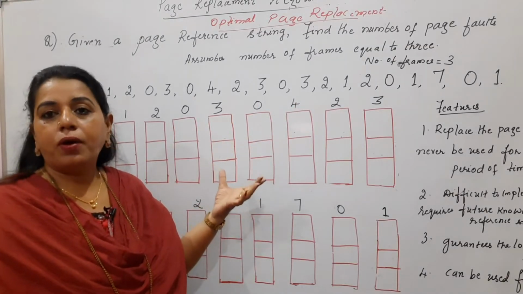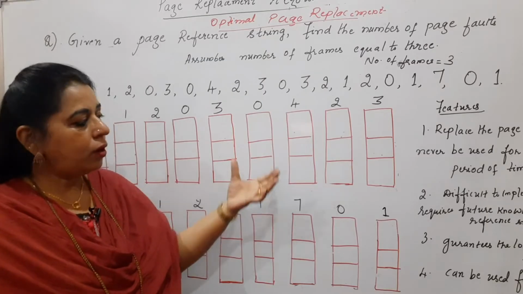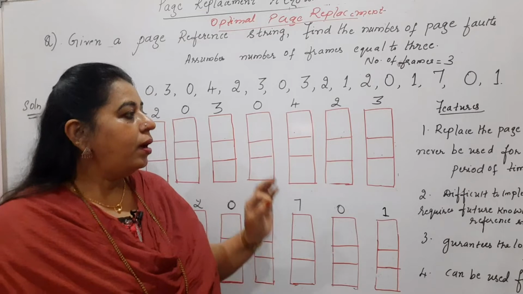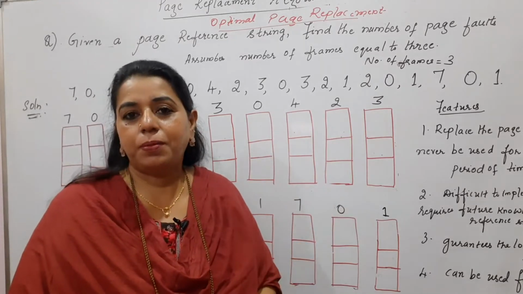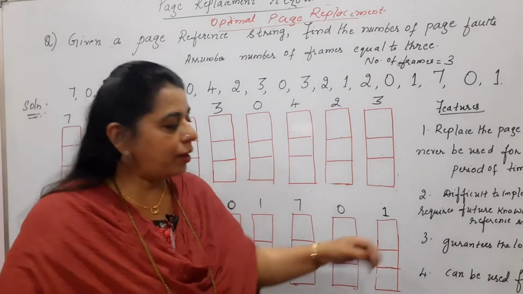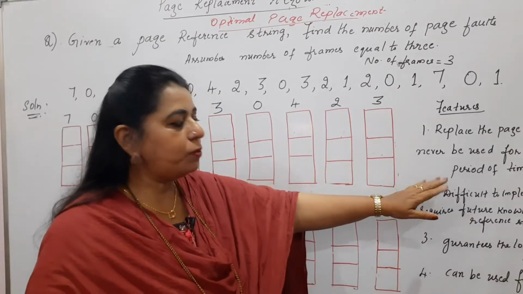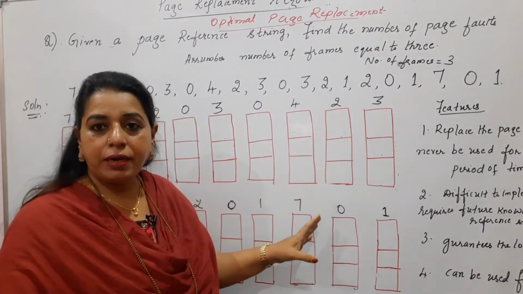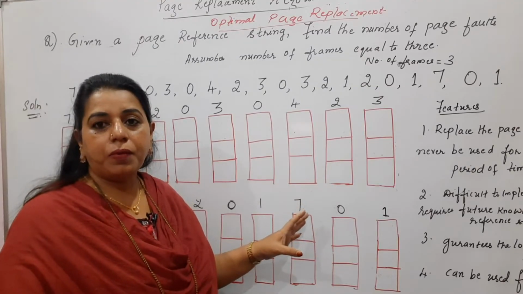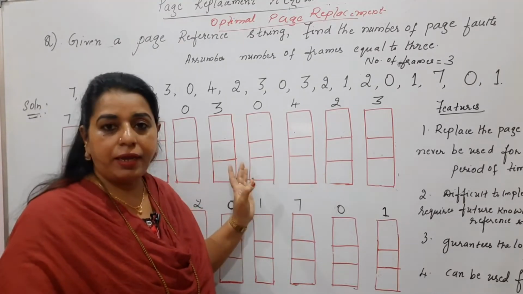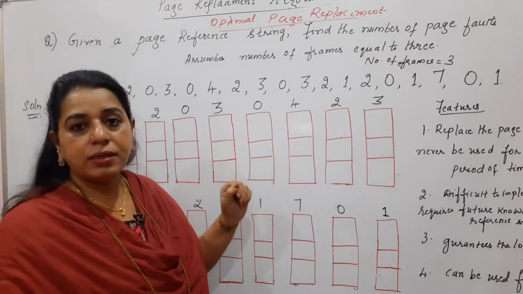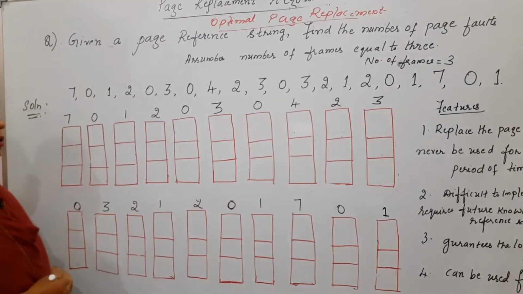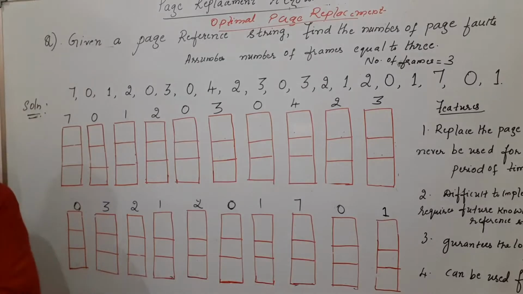What is the logic for optimal page replacement? Optimal page replacement says to replace the page that will not be used for the longest period of time. I'll repeat, replace the page that will not be used for the longest period of time. Since the problem statement says to assume the number of frames equals 3, we'll use 3 frames only here. And we have also been asked to find the number of page faults that occur. So let us start the solution.